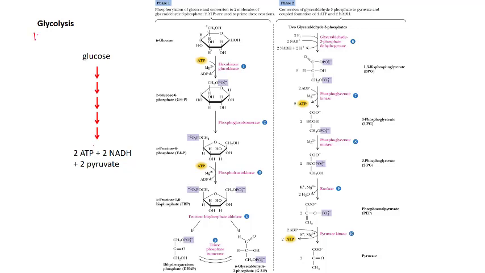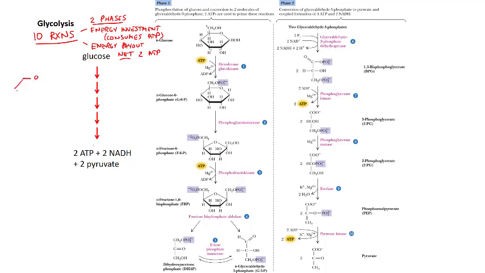Glycolysis is 10 reactions in total, and I'm not going to expect you to rattle off all 10 reactions. They're all catalyzed by enzymes, as is normally the case. But we have two phases of glycolysis. We have the energy investment phase, which is the first 5 reactions, and it's called that because it actually consumes ATP. That may seem counterintuitive, but the second phase is the energy payout phase, where we get a net of 2 ATP per glucose.